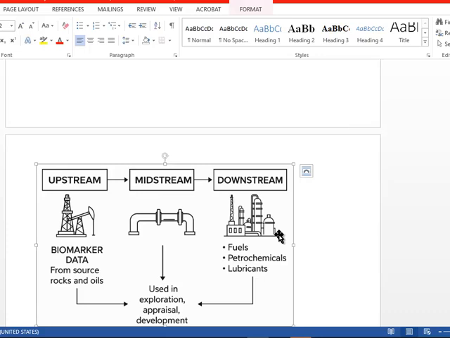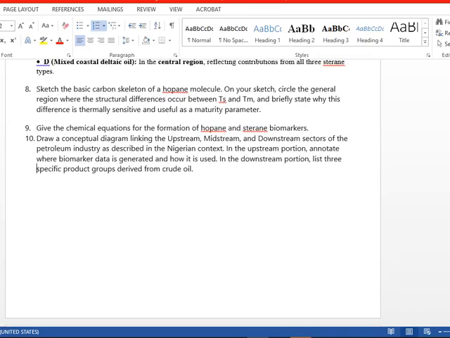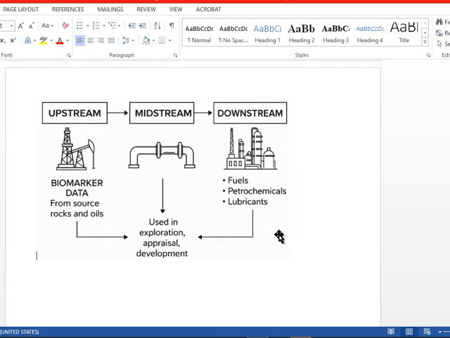Okay, I've dealt with A8 in class 9. So I've touched on that. Now with a conceptual diagram linking the upstream, midstream, and downstream sectors of the petroleum industry. So you can see an example there.